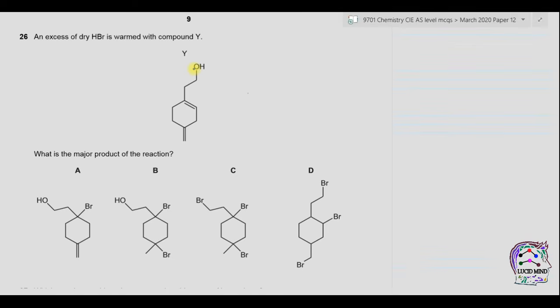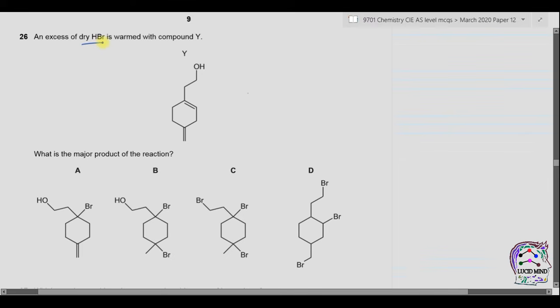Question number 26. An excess of dry HBr is warmed with compound Y. What is the major product of this reaction? Now let's see what dry HBr does. First reaction is that it can replace OH of primary alcohol. HBr can also be added to alkene. Now the addition to alkene should be according to Markovnikov rule. Markovnikov rule says that hydrogen of HBr goes to the carbon atom having more number of hydrogen atoms.